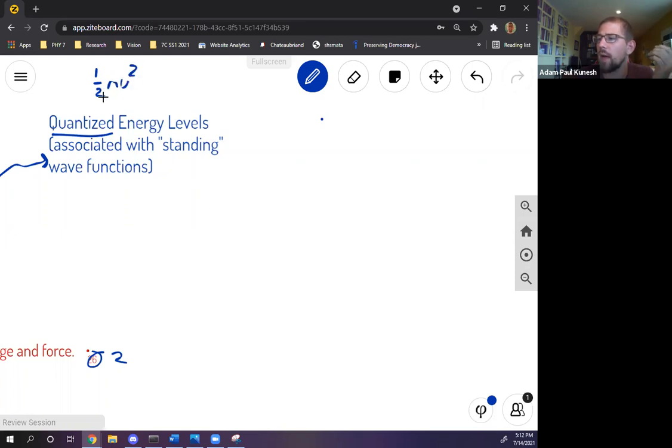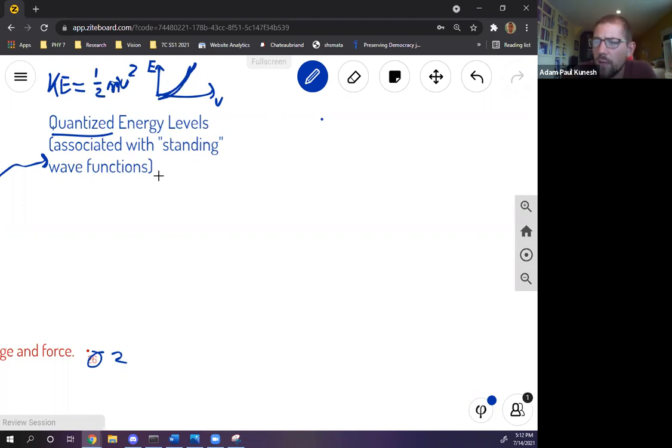So if I have something that looks like this, 1/2 mv squared, well, velocity can be any real number, right? It can just be any old number you pick, rational, irrational, whatever. Velocity can be any old number, so the kinetic energy also can be just any old number. It varies smoothly with v. So if I have v here and the energy on this axis, it just makes a nice little parabola.